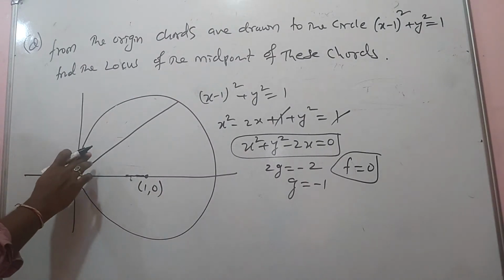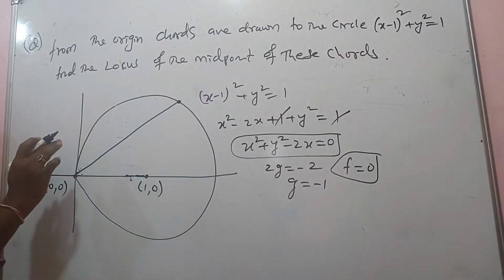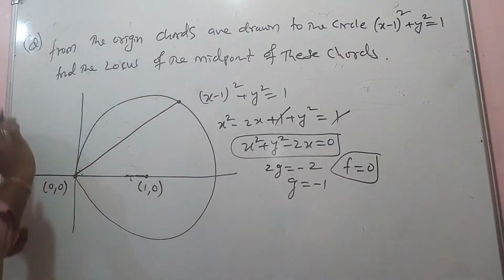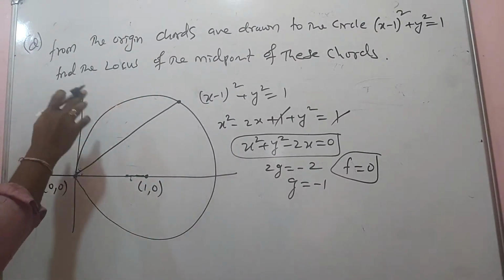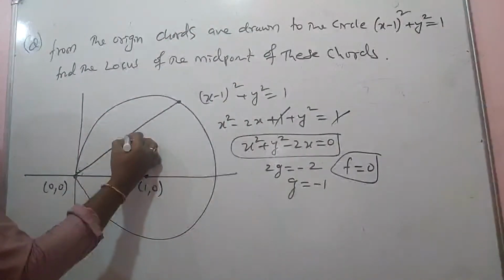Now what I can apply now is the chord equation. Then what is it saying here? From the origin, chords are drawn to the circle. Find the locus of the midpoints. You have to find the locus of midpoints.